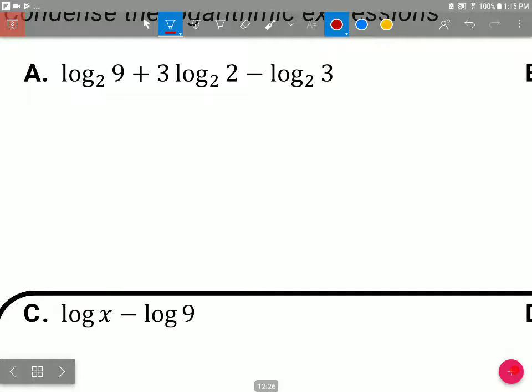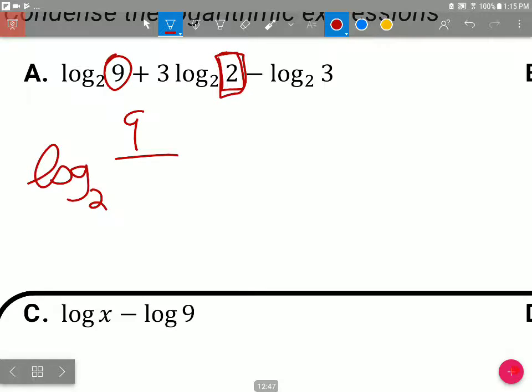They're all log base 2. Remember, they have to be consistent or you can't deal with it. Like if this was a log base 3, I couldn't do it. So here we go. Log base 2. The 9. Would that go in the numerator or the denominator? The numerator. Why? Because it's positive. Oh, because it's positive. Okay. What about the 2? This 2 right here. Top or bottom? Top. But it's not just going to be a 2. It's going to be a 2 to the third. Good. This 3 right here. Top or bottom? Bottom.